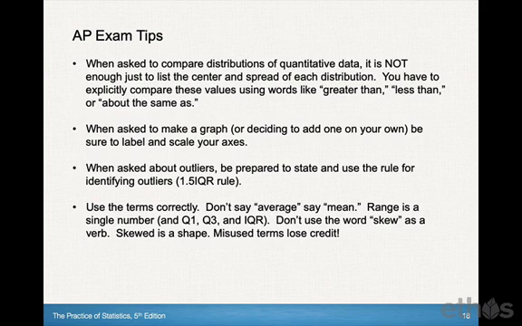Also, a commonly misused word is skew. So don't say that something is skewed by things. Skew is not a verb in this class. Skew is a description. It's a shape of a data set. It's an adjective. Don't use it as a verb, okay? Pay attention to that vocabulary and review it before every test. All right? Thanks for listening.